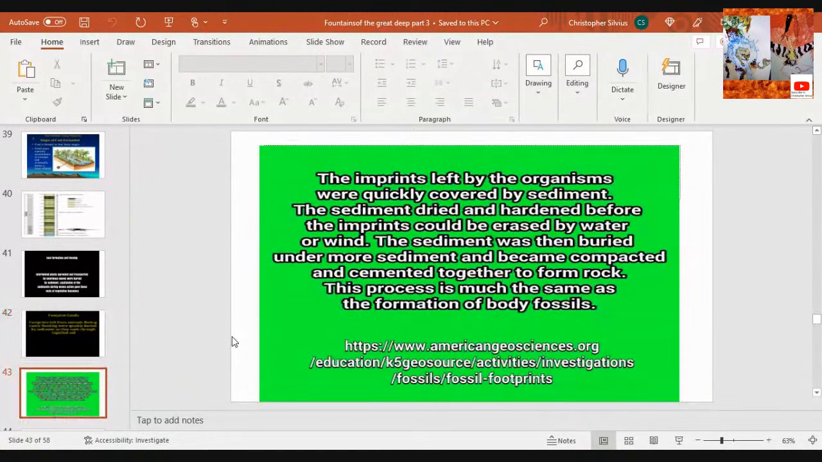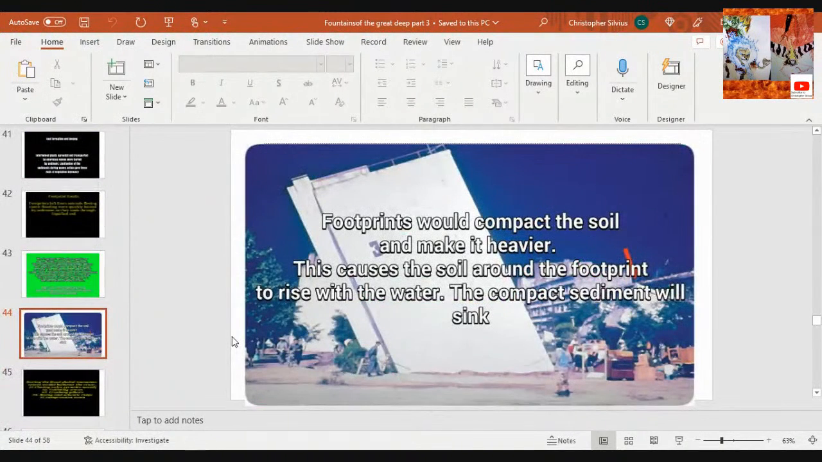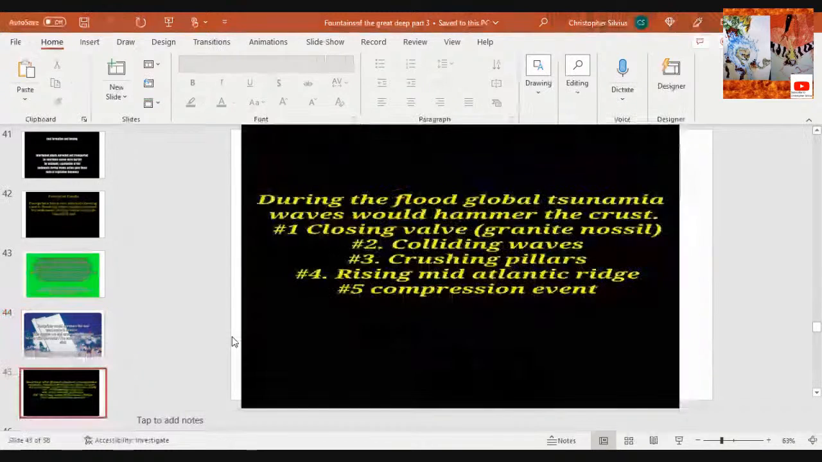The imprints left by the organisms were quickly covered by sediment. The sediment dried and hardened before the imprints could be erased by water or wind. The sediment was then buried under more sediment, became compacted, and cemented together to form rock, and this process is much the same as the formation of body fossils, according to AmericanGeoscience.org. Footprints would compact the soil and make it heavier. This causes the soil around the footprint to rise with water, and the compact sediment will sink. So it's pretty easy: heavy material falls through lighter material.